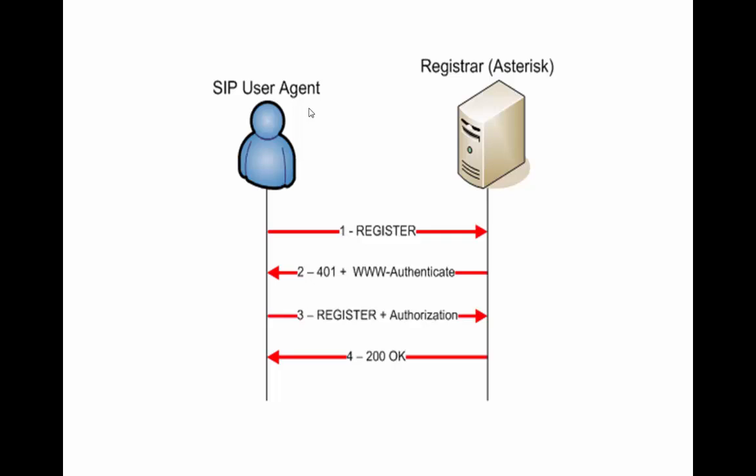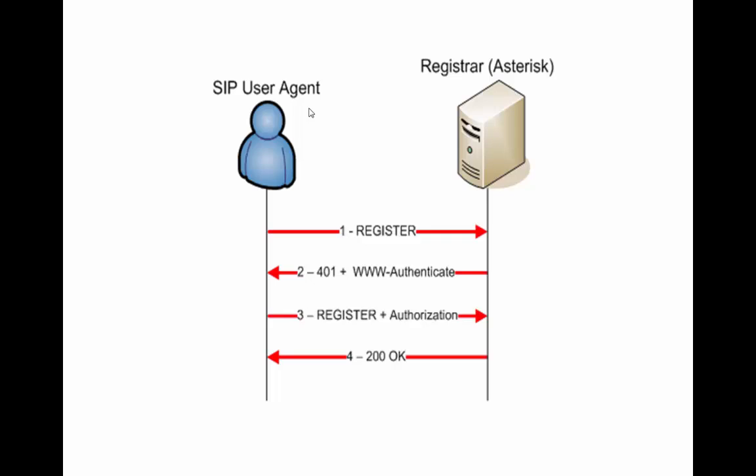So here there is a four-way handshake. There is a register message coming in from the user agent. The registrar now turns around and sends a 401, basically sending it some parameters and checking whether he is who he says he is, and the registration comes back with an authorization header, and the 200 OK goes back.